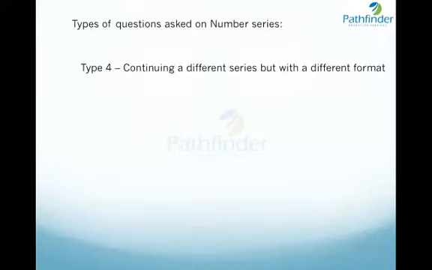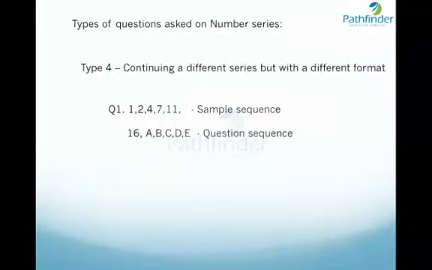Then type 4, you are given a sample series and a question series. The idea is, you can see on the screen, this is a sample sequence and then you have a question sequence that starts with 16. The sample sequence starts with 1 in the first question. The question sequence starts with 16. You are required to identify the rule from the sample sequence, and you are required to find A, B, C, D, E by the same rule that is applied in the sample sequence.